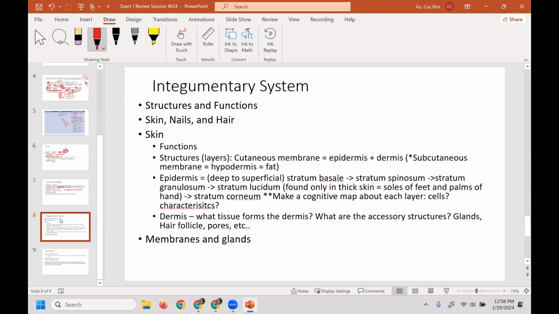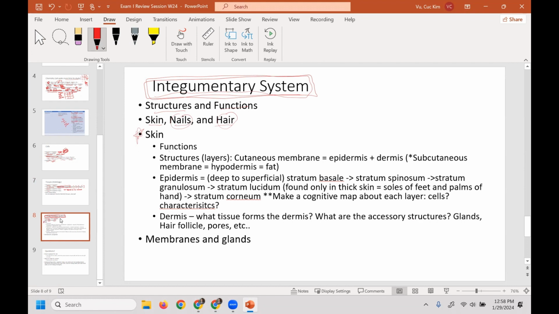Then the integumentary system, same thing. This is probably one of the harder ones. If your strategy is to do the hardest first, I would do this first, just because it has a lot of content. Structures and function. The integumentary system includes the skin, nails, and hair. Don't forget these last two, even though we do focus on skin.